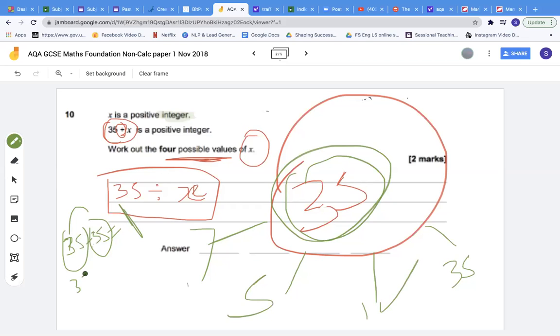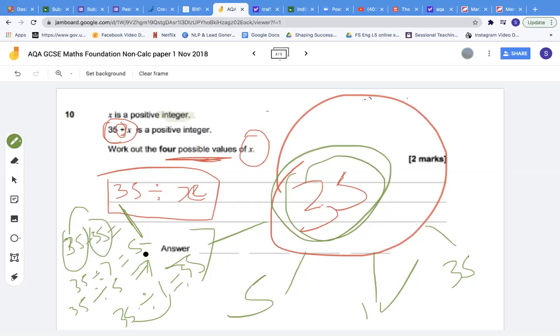Now, we're doing a check. 35 divided by 7. What's the answer? 5. Excellent. What about 35 divided by 5? 7. And what about 35 divided by 1? 35. Excellent. A few rules then. Any number divided by 1 is the original number. Any number divided by itself is a 1.